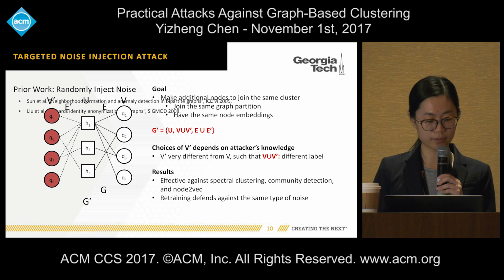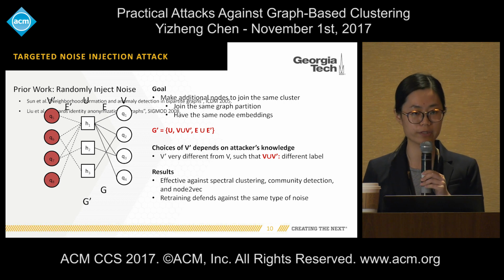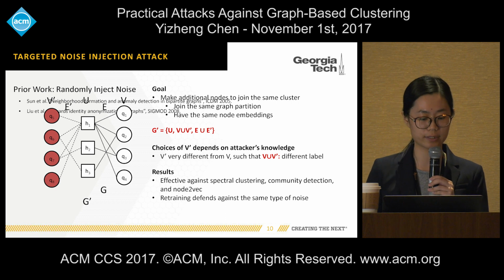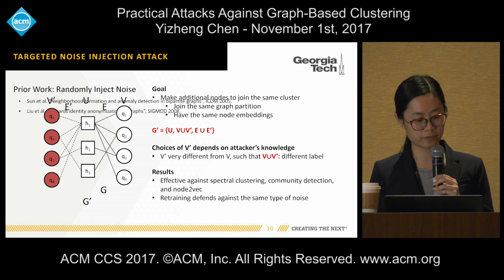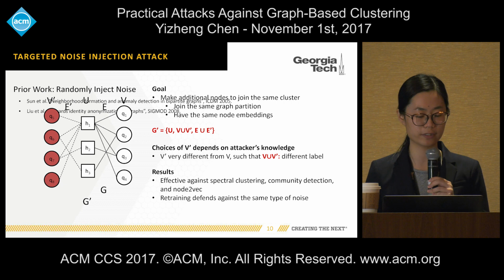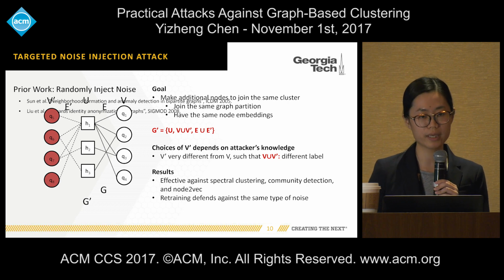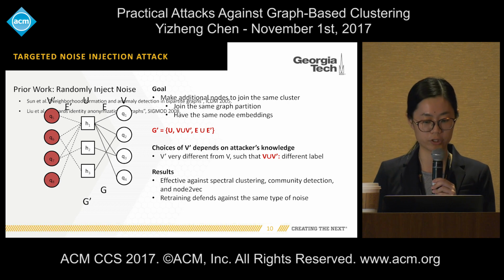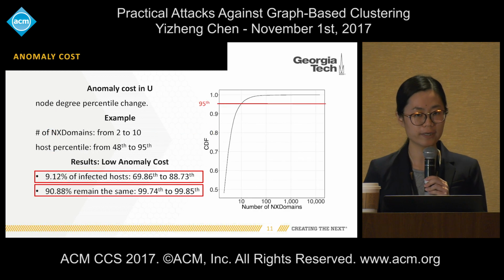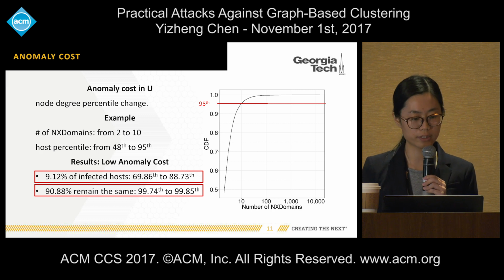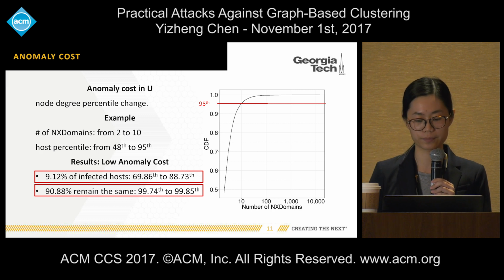As a defense, we propose that we can retrain noisy clusters in order to make the classifier more robust against noise. This has the limitation that we have to see the type of noise first, then retraining can defend against the same type of noise. Now, what if the attacker injects too much noise? Would this make those nodes or hosts more malicious? So we define the cost of the attack as anomaly cost. That is the node degree percentile change in U.